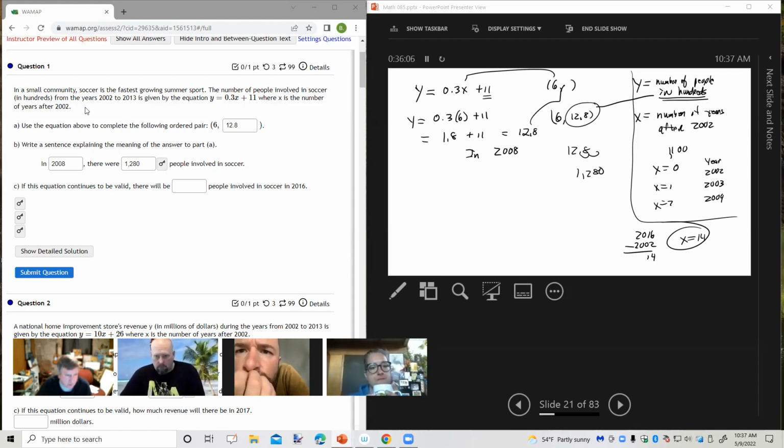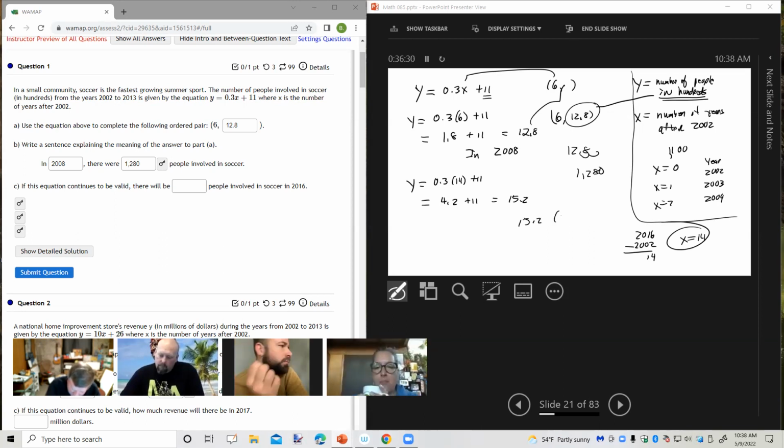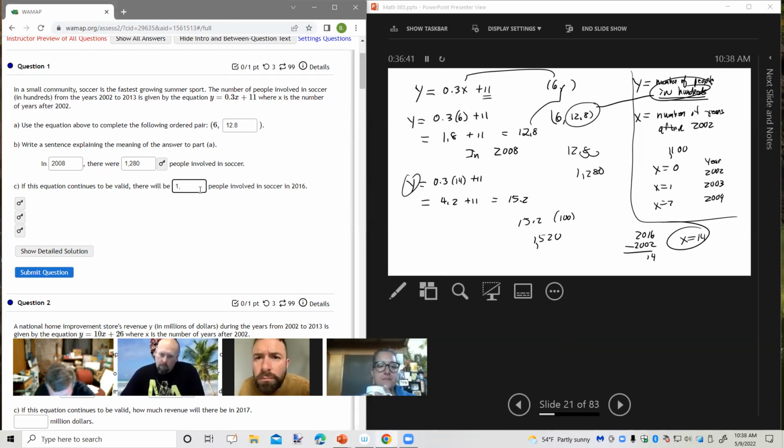Okay, so if we put 14 in, y equals 0.3 times 14 plus 11. Let's see, 0.3 times 14 would be what, 4.2, plus 11 would be 15.2. So there will be 15.2 people involved? No, 15.2 times 100, right? Because this is in hundreds. So we'd have 1,520, which should be that answer right there.